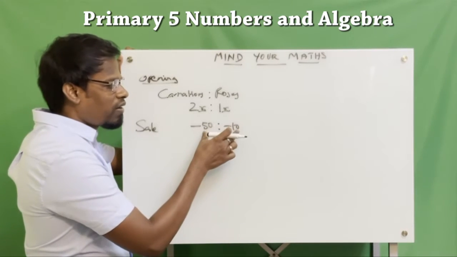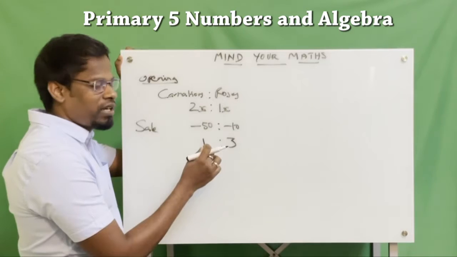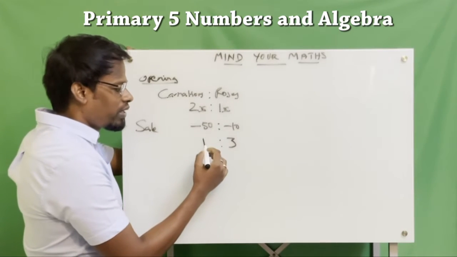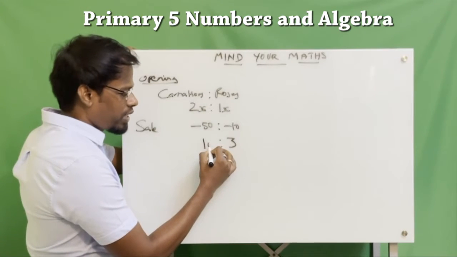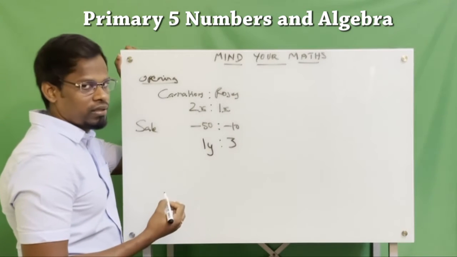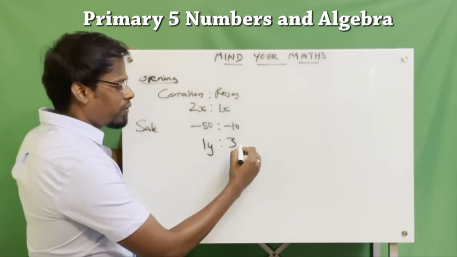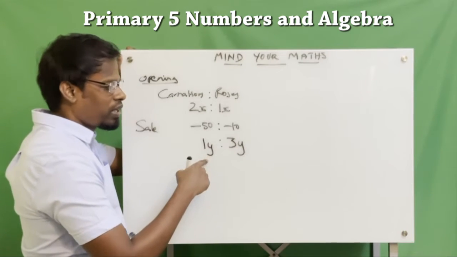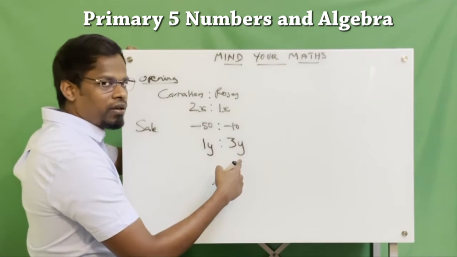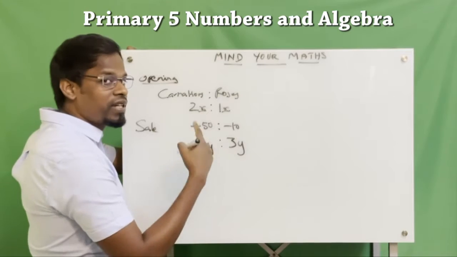Because it is after the sale, both values have changed. So after the sale, we take the count as y. For every 1 y, there were 3 y. For every 1 carnation, there were 3 roses in the shop after the sale.